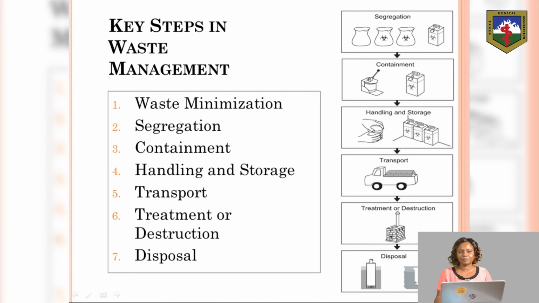Segregation is the backbone of waste management. Segregation means placing each type of waste at its own defined receptacle at the point of generation. Then containment, handling and storage. Transportation is very important, because if you don't transport your waste well, you'll contaminate the environment or even the person who is responsible for transporting the waste. Treatment and destruction, and then disposal is the last step. This can be found in our national policy on infection control when it comes to waste management.